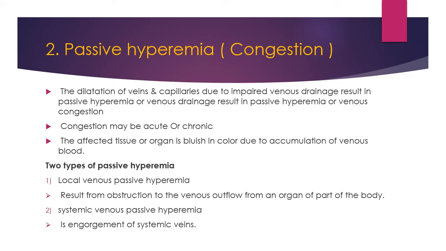The second one is systemic venous passive hyperemia. It is an engorgement of systemic veins, for example in left-sided and right-sided heart failure, and diseases of the lungs which interfere with pulmonary blood flow, like pulmonary fibrosis. These are the systemic venous passive hyperemia. Passive hyperemia means the accumulation of blood in veins.